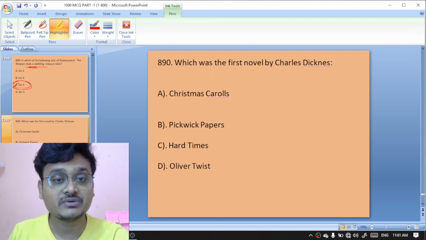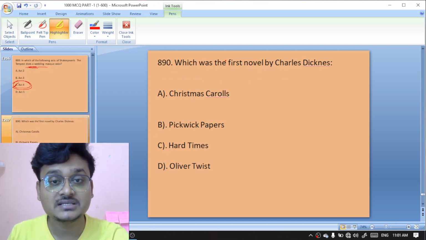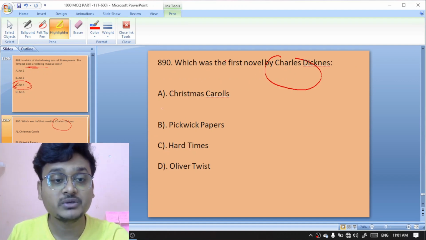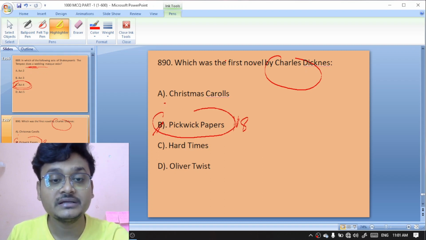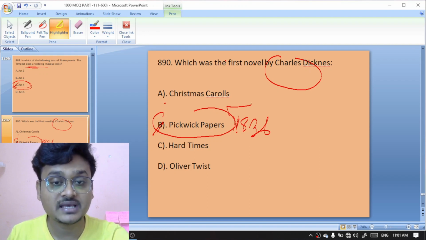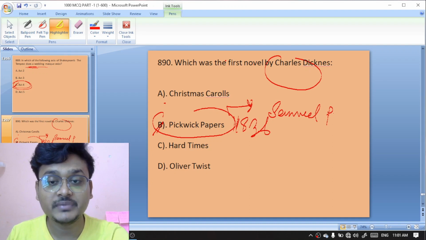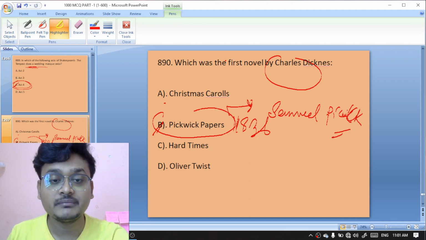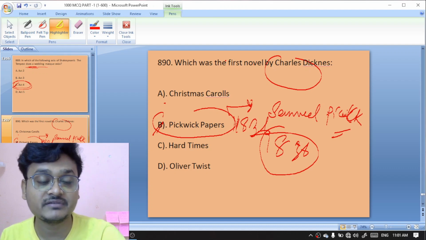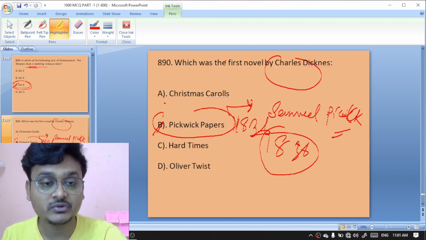Okay, which was the first novel by Charles Dickens? Charles Dickens' first novel was Pickwick Papers, that was published in the year 1836, where Samuel Pickwick is the main protagonist of that novel. The first novel by Dickens was Pickwick Papers.